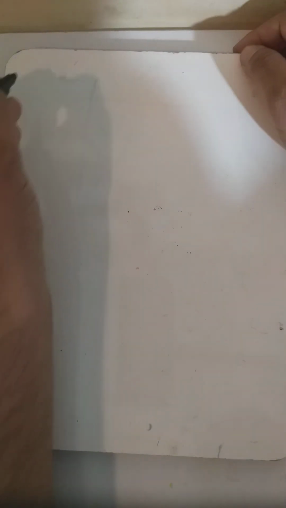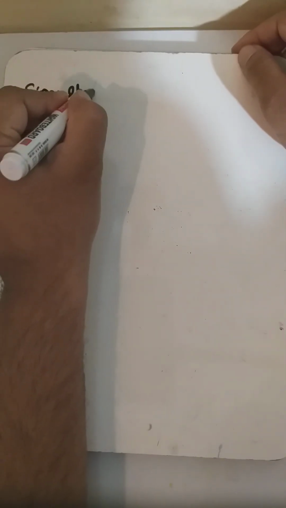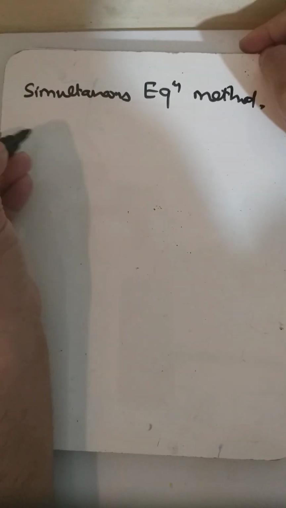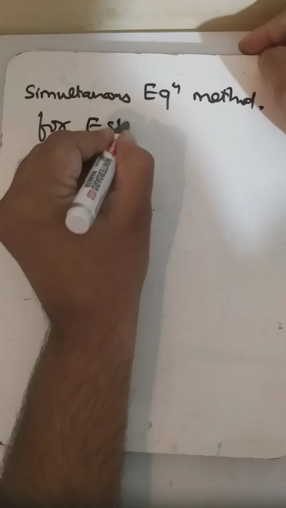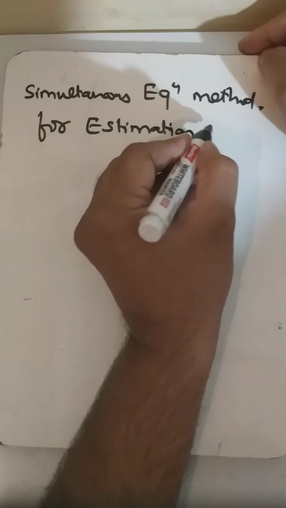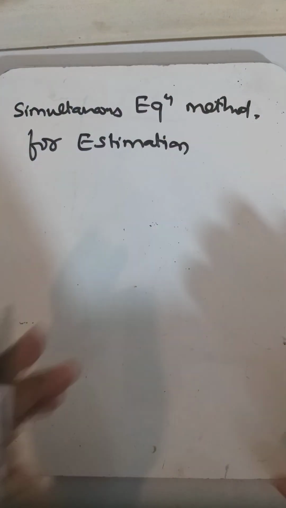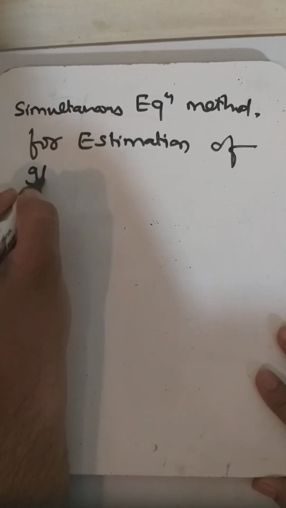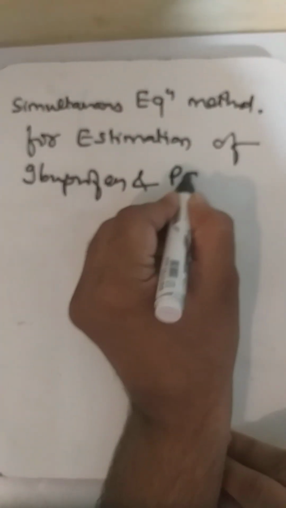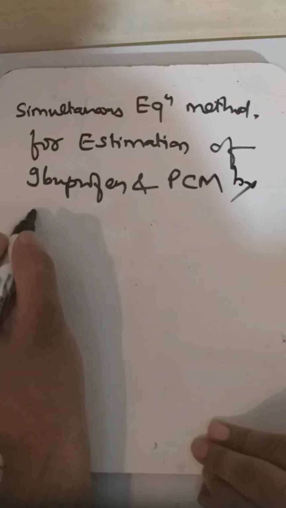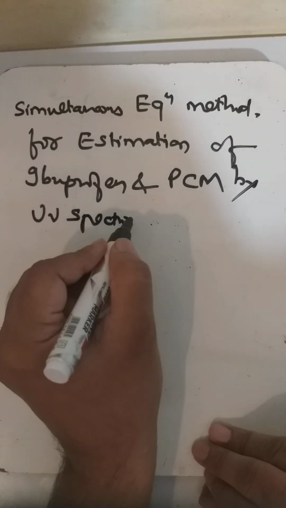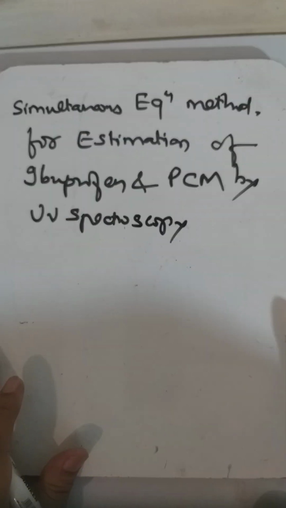Okay, so now we are going to discuss the simultaneous equation method for estimation of ibuprofen and paracetamol by UV spectrometry. UV spectroscopy, spectrometry, all these things are there.